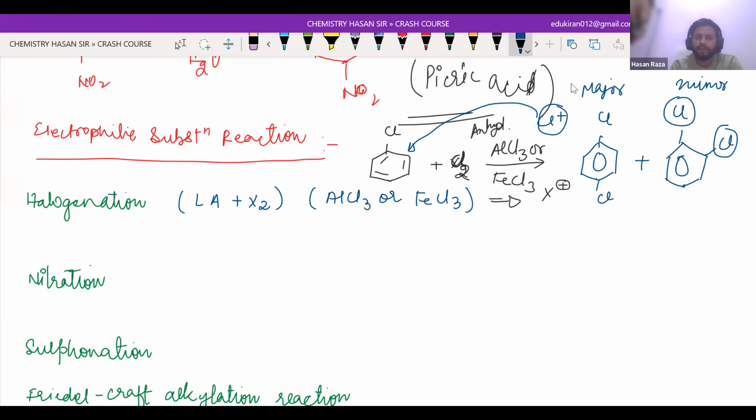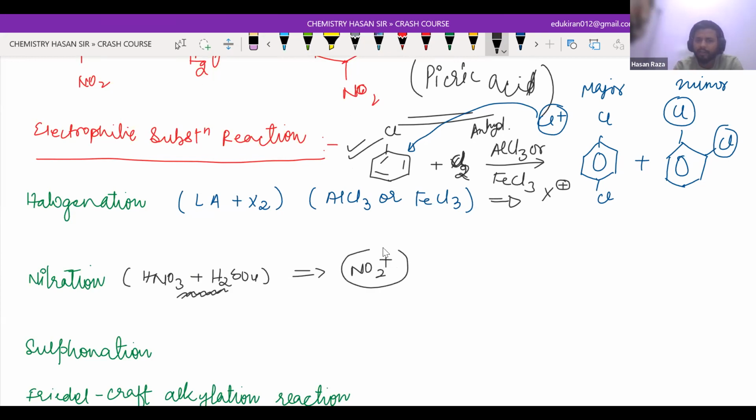Yes, sir. Now see, in nitration, what do we use? We use concentrated HNO3 plus concentrated H2SO4 and we heat it. Then we get an electrophile, that is NO2 plus. Again, you have this chlorobenzene and you react it with this combination, you get the electrophile, and you add this NO2 at ortho and para, and you get the nitration product. Is that clear?